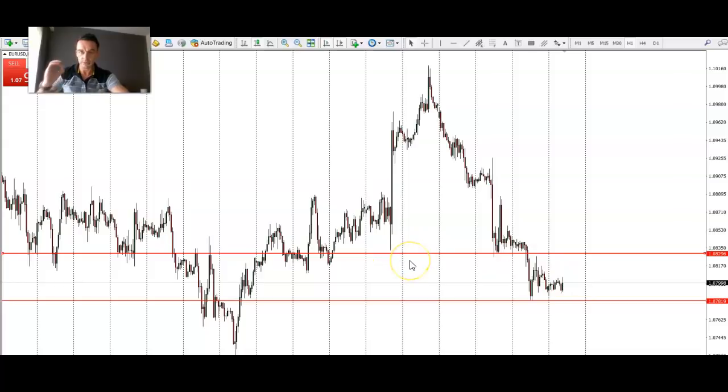We use really tight stops. And we trade either 1-to-1 or 2-to-1 risk reward. And it's only one trade a day, that's all we really need trading this.